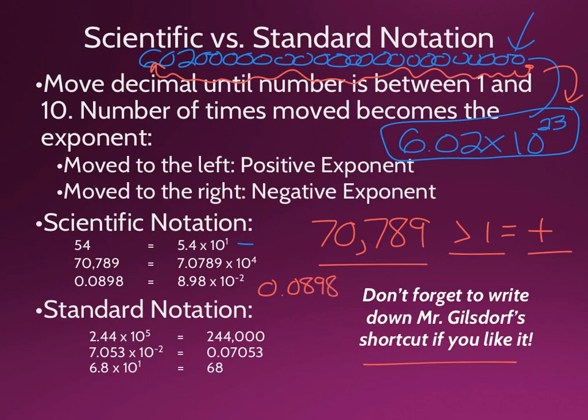If the number, like 0.0898, is less than 1, okay? And that means that anything less than 1 on the number line is a negative value. So if the value starts out as a decimal or a fractional value of 1, then your exponent is going to be a negative exponent, okay?